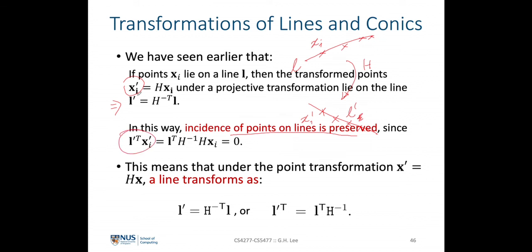We can see that by plugging in these two, the H over here will cancel out and it will be equal to 0. Hence, it gives us the incidence relation, which means that collinearity is preserved after this particular mapping. Hence, if the point transformation is given by x prime equals H multiplied by x, then the line transformation will be given by L prime equals H inverse transpose multiplied by L, or the transpose of this relation, which is given by this equation over here.